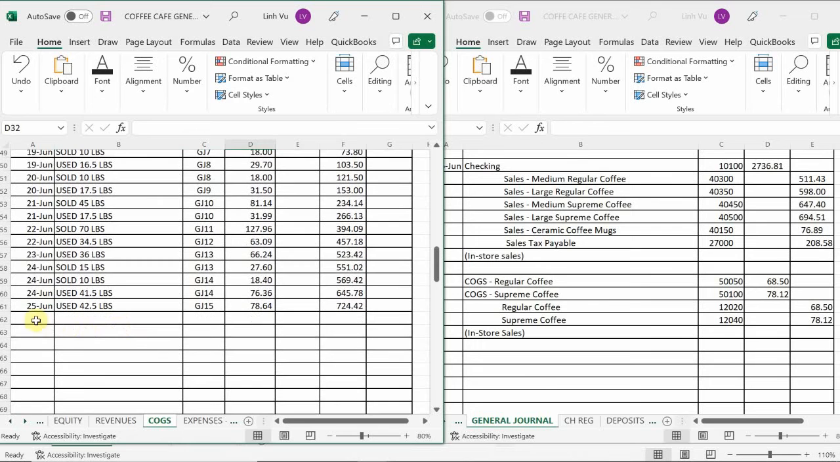Then for my Supreme coffee, I end up using 42 pounds, which was for $78.12. 802.54. 802.54, good. Okay. Then we're going to go ahead and update my inventory.